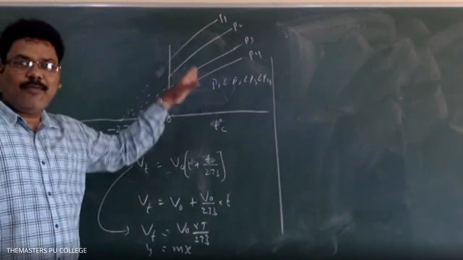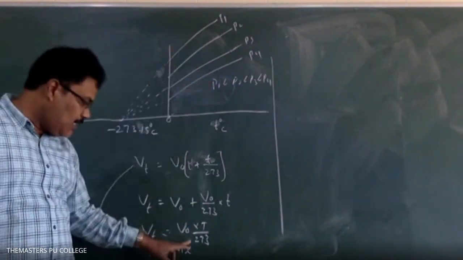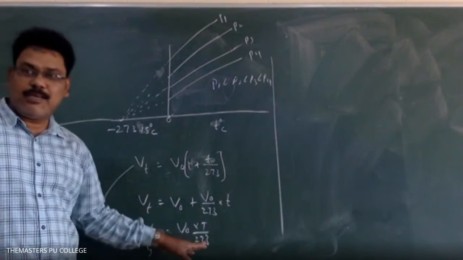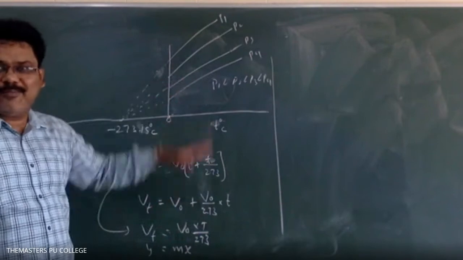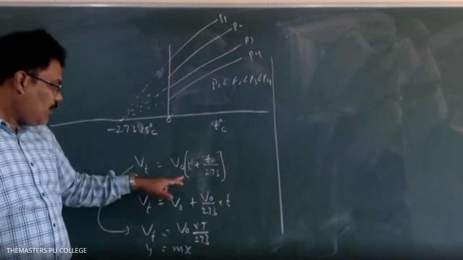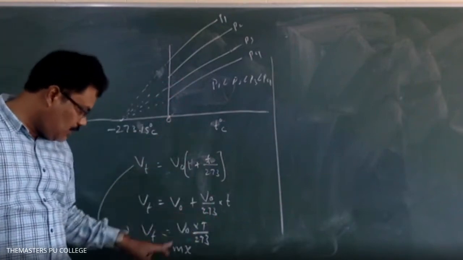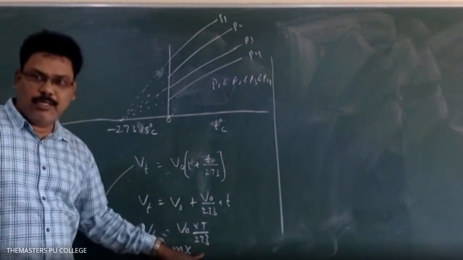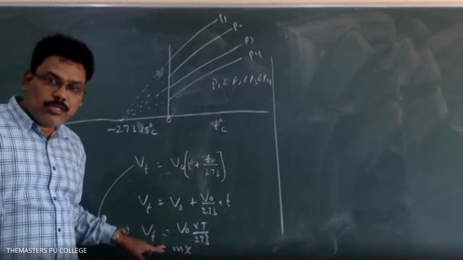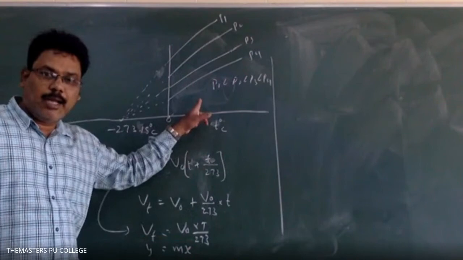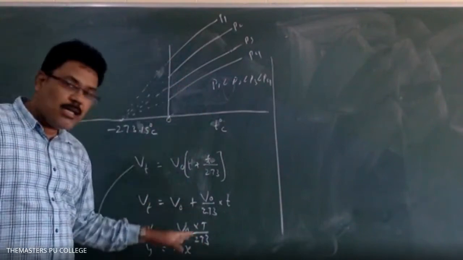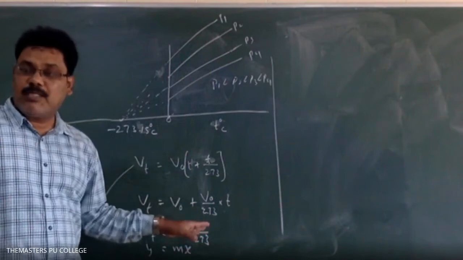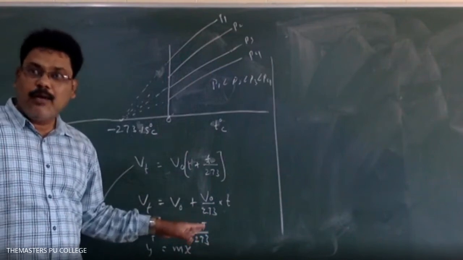So that's why it has the intercept form. Here it has only the slope, without the intercept form, but in both the slopes are the same, that is V naught by 273. The first one is also a straight line. Here it has the intercept form, but in the case of Kelvin temperature, the straight line goes through the origin.